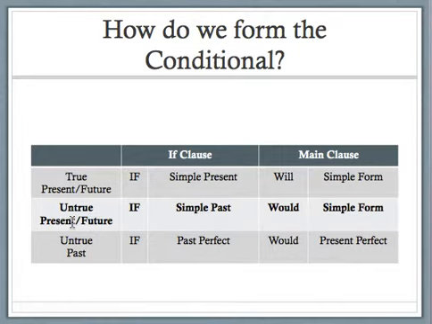When we're talking about untrue in the present or future, we actually use the past tense. So this doesn't mean that this is something that happened in the past. We are talking about something in the present or the future, but we do grammatically use the past tense, so be very careful and don't get confused by that. So we use if plus the simple past, and in the main clause, we use would instead of will with the simple form. So this is a little bit different, and we're going to go over some examples in a second.